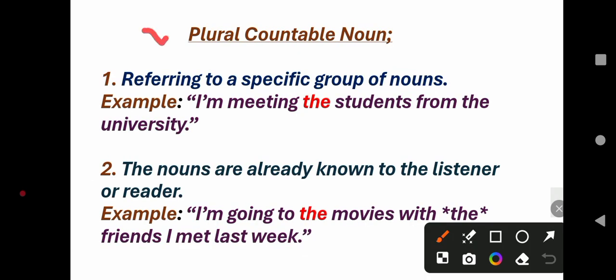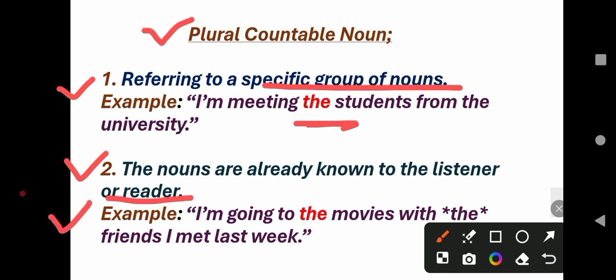The next point is the definite article is used before singular countable nouns, plural countable nouns and uncountable nouns because it refers to a specific group of nouns. For example, I am meeting the students from the university. In this sentence, the refers to the specific group of students from a particular university. And with plural countable nouns, the is used when the nouns are already known to the listener or the reader. For example, I am going to the movie with the friends I met last week. In this sentence, the refers to the specific friends that the listener is already familiar with.